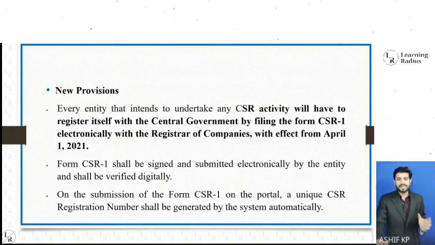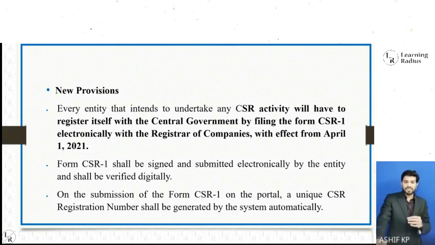we can understand the new provision like this: every entity that intends to undertake any CSR activity will have to register itself with the central government by filling the form CSR 1 electronically with the Registrar of Companies with effect from April 1, 2021. So it has high specificity with the date. At the same time, it has high specificity in connection with where to register.